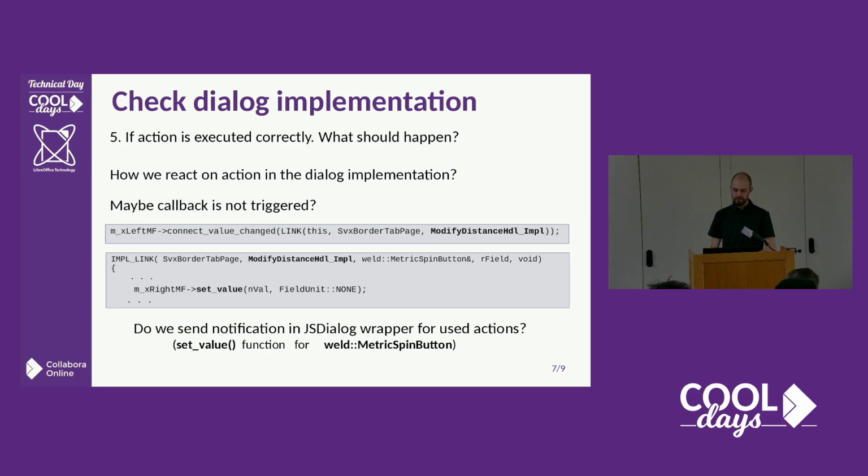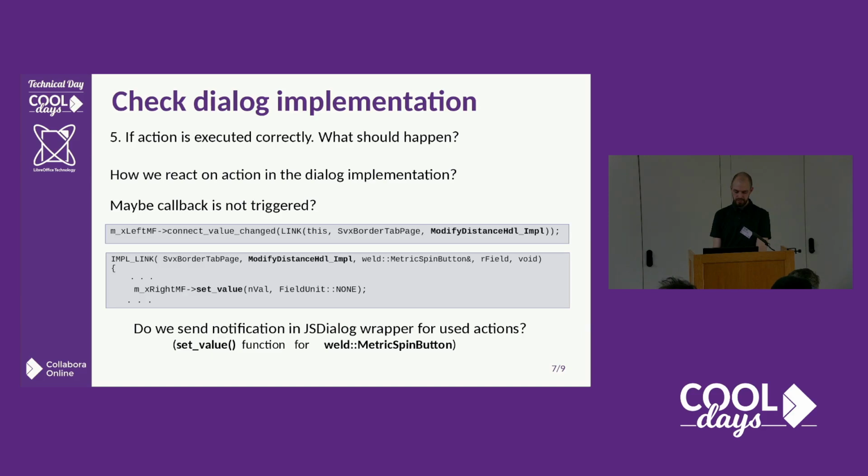So we look for all the handlers for the callbacks, which are bound by the link macro in the code, and probably the name of the function is connect something. Like in this case, we have connect value changed for the metric field. Then we look for the callback implementation, and we look at what is happening there. Maybe there is some action we don't handle in the JSDialogs. In this case, we have the setValue function, which should be overridden by the JSDialog wrapper. So we will send the update.